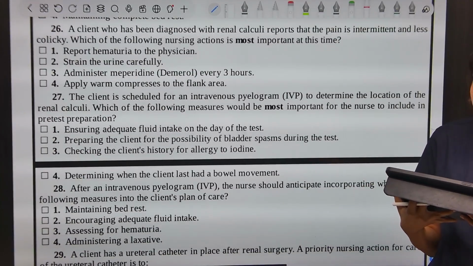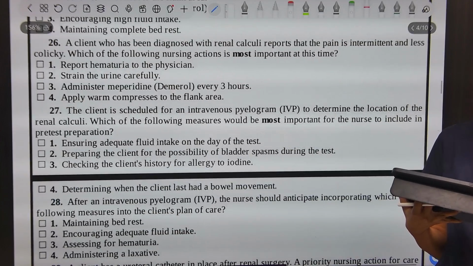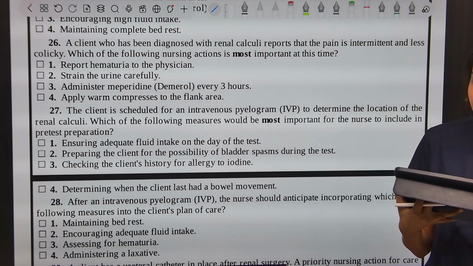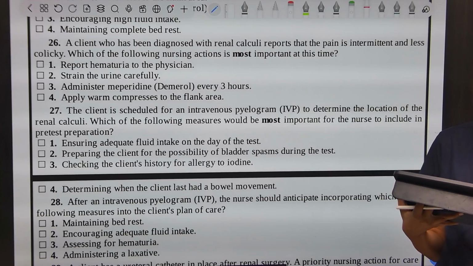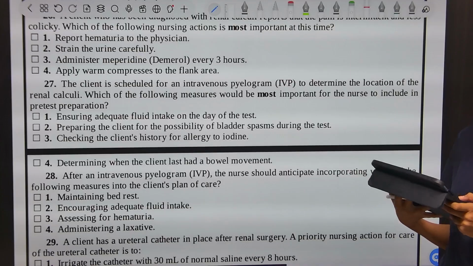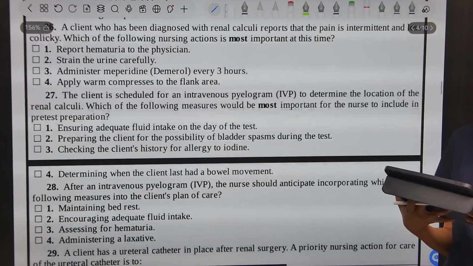A client who has been diagnosed with renal calculi reports that the pain is intermittent and less choking. Which of the following nursing action is more important at this time? Try to answer the question. Four options are there. You have just 5 seconds to answer.